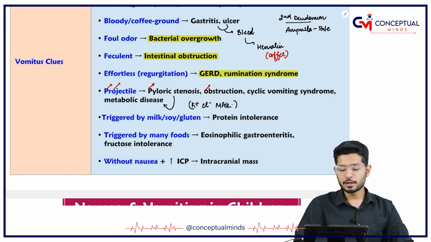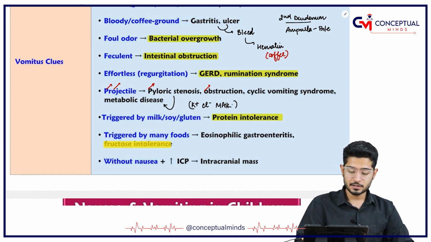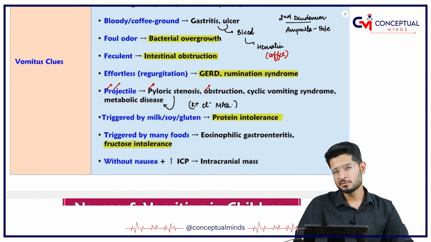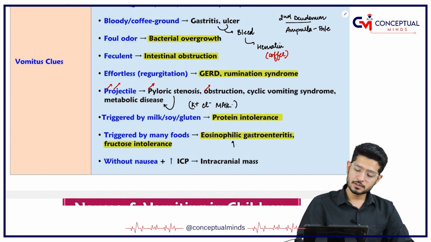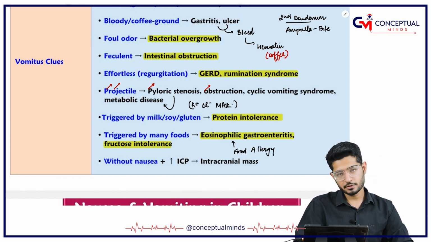Then milk, soya, gluten allergy. So basically, if the child is protein intolerant, there will be a positive history that after consumption of milk or soya or gluten, these problems are going to happen. Then of course, some people are fructose intolerant. So many foods are going to cause this problem. And of course, eosinophilic gastroenteritis. So any food that is responsible for causing the allergy, so food allergy. Whenever there is allergy, of course, your eosinophils are going to increase, so eosinophilic gastroenteritis.